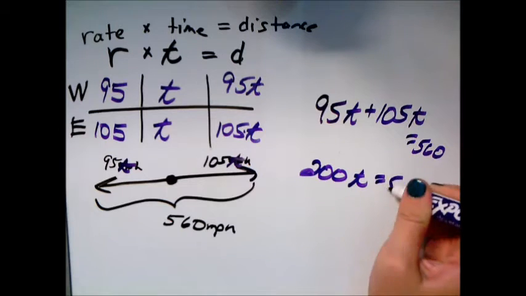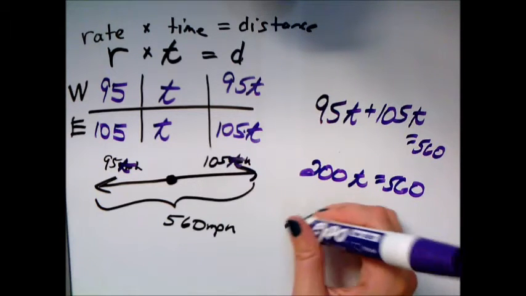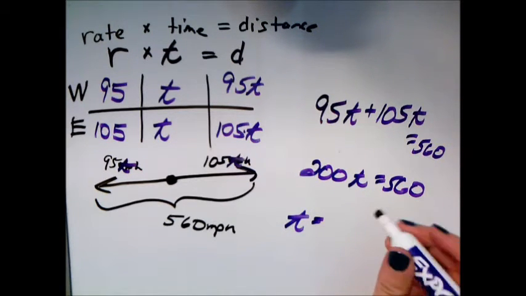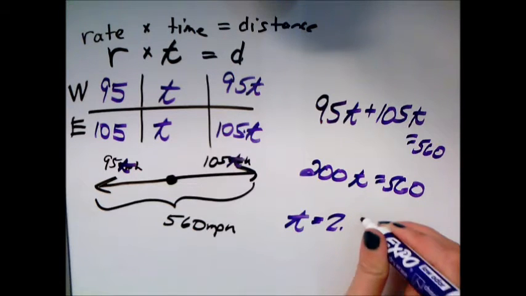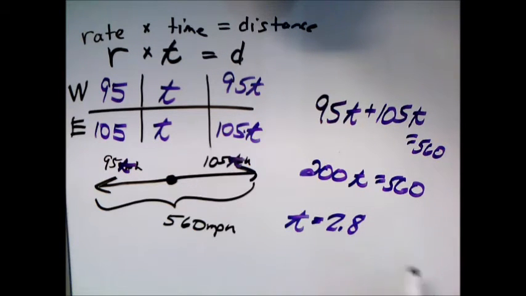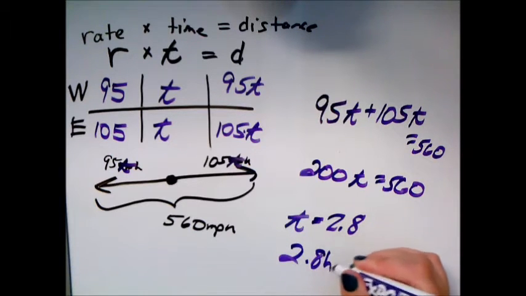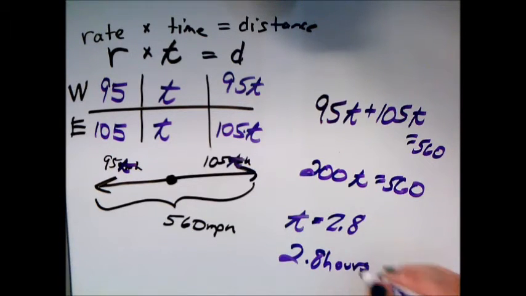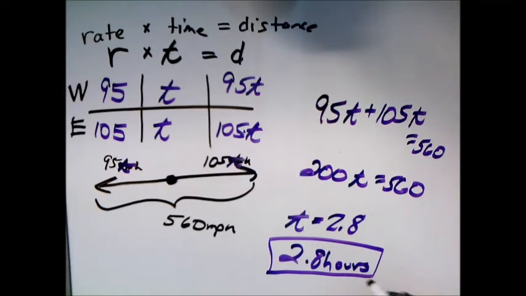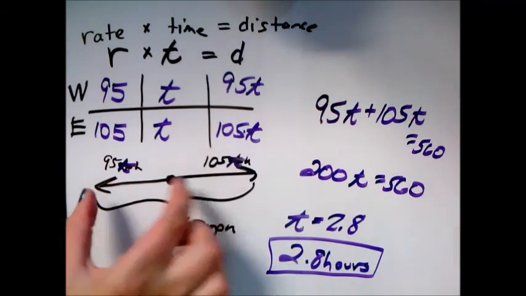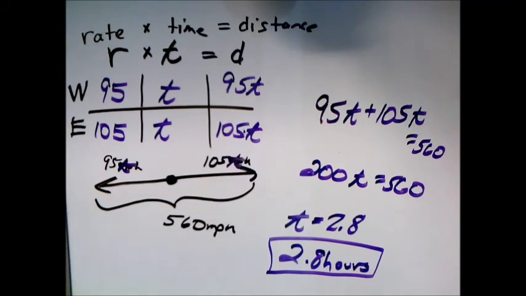So 95 and 105 adds up to 200t equals 560. Divide both sides by 200, so 560 divided by 200, and this is a real life problem, so we can put a decimal. We don't want a weird fraction number of hours, and so it looks like it's going to take 2.8. Remember, this is time, so since it's miles per hour, this is hours, so it's going to take 2.8 hours until those are actually 560 miles apart.